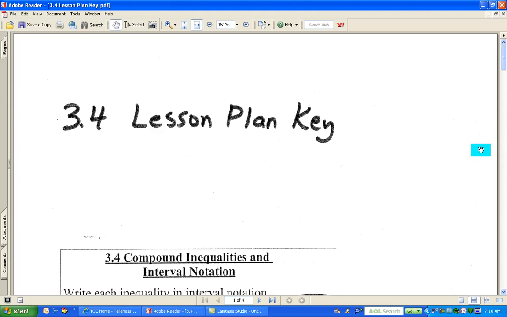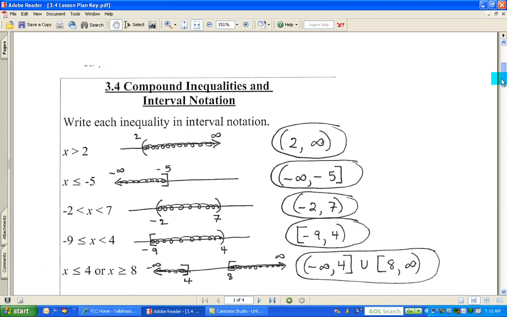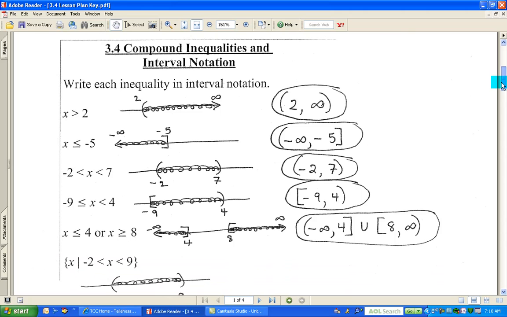Okay, ladies and gentlemen, we're going to start looking at section 3.4. And in this section, one of the very important things that you really need to learn to take with you out of this course is how to write a solution set to an inequality in something called interval notation.